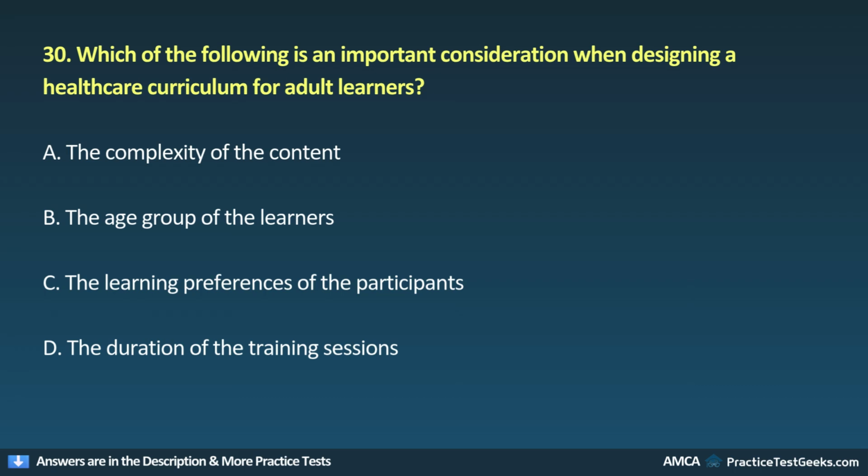30. Which of the following is an important consideration when designing a healthcare curriculum for adult learners? A. The complexity of the content. B. The age group of the learners. C. The learning preferences of the participants. D. The duration of the training sessions.